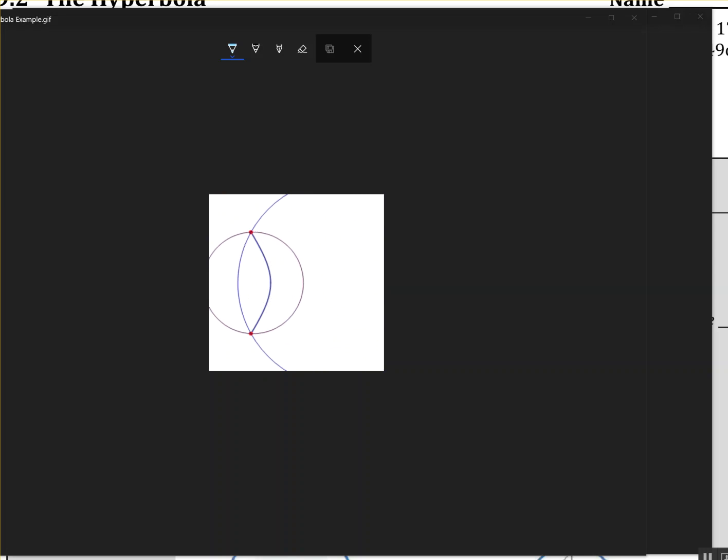So if you were to drop two stones in the water, like in the picture here, the way that the waves would meet would be kind of along a hyperbola. So it's kind of useful. A lot of navigation before GPS became readily available was done using hyperbolic equations and stuff.